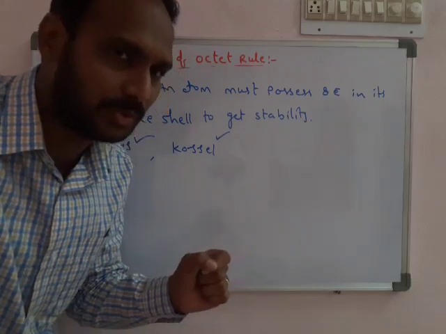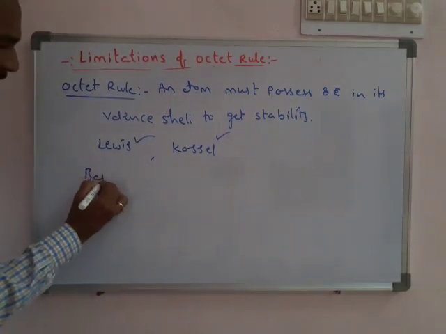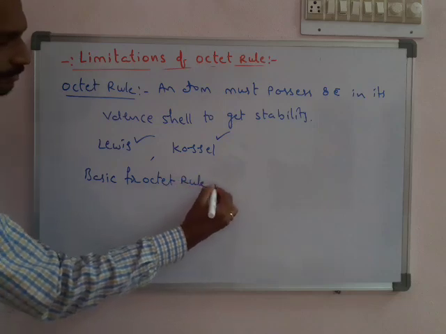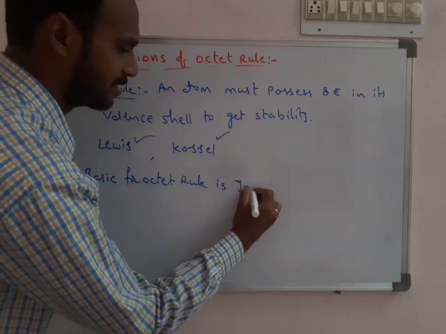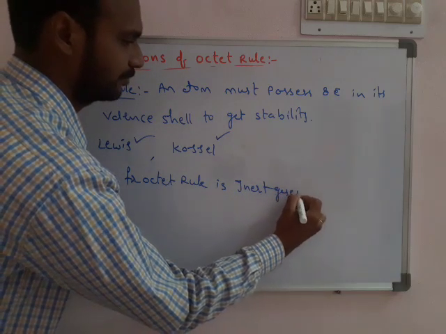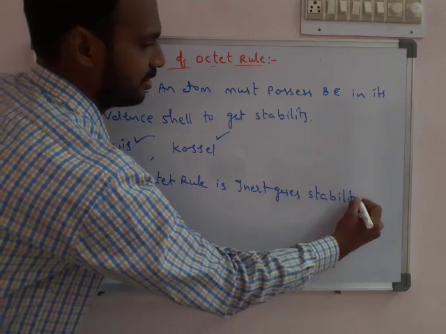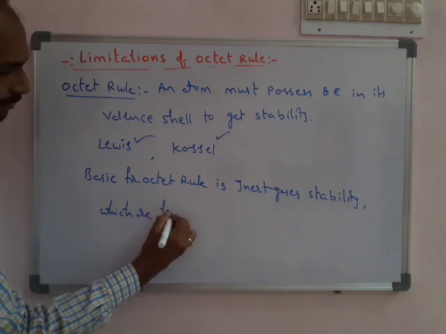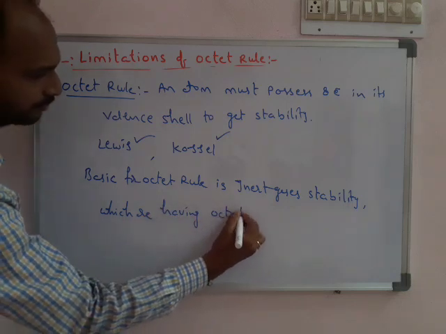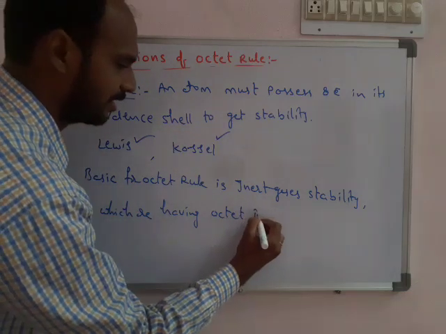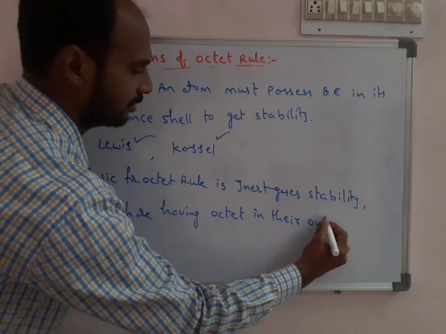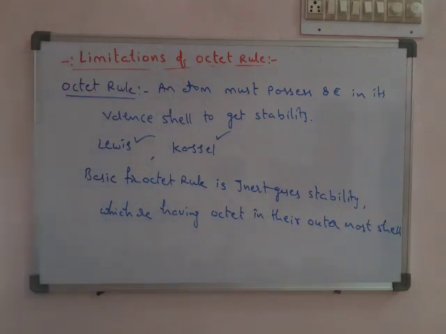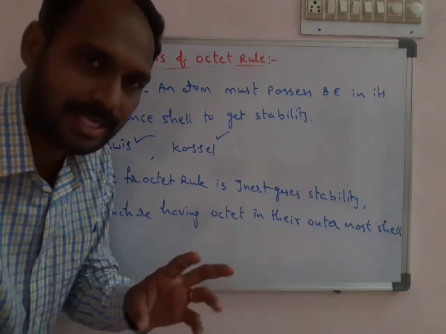So what is the basis for the octet rule? The basis for the octet rule is inert gases. Inert gases are stable, and they have eight electrons, an octet in their valency shell, or outermost shell. According to the octet rule, when an atom possesses eight electrons, it becomes stable.